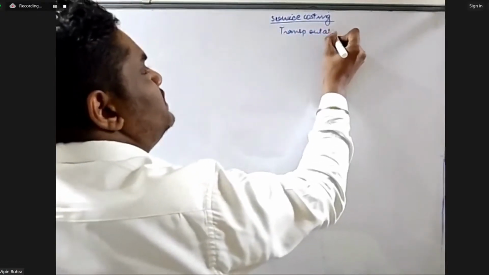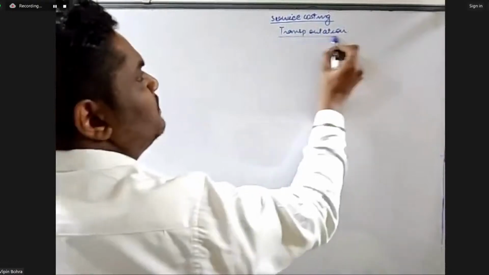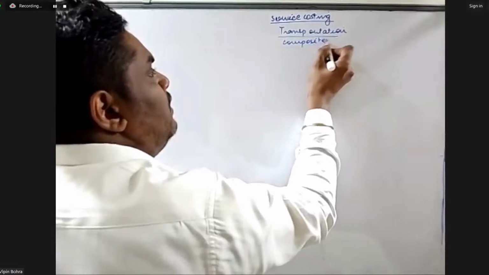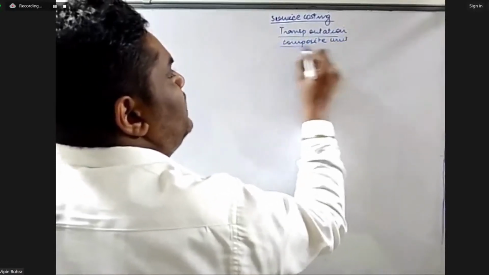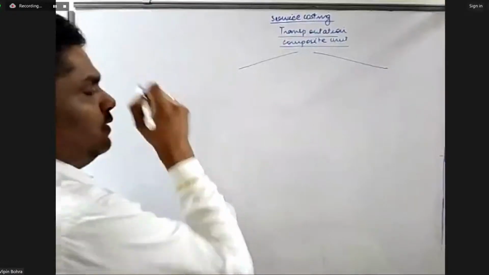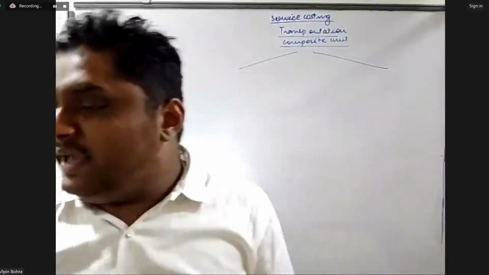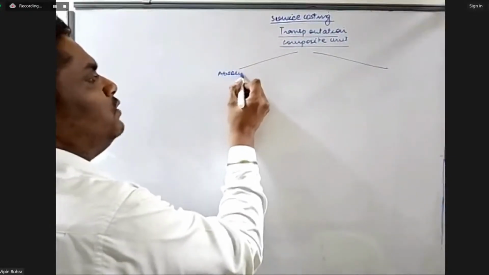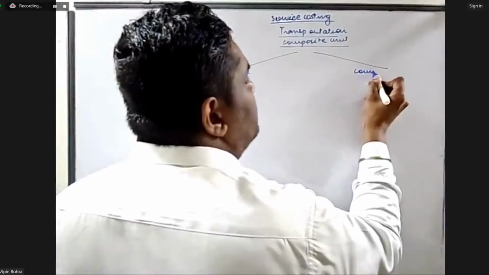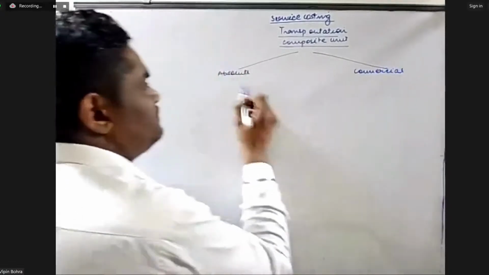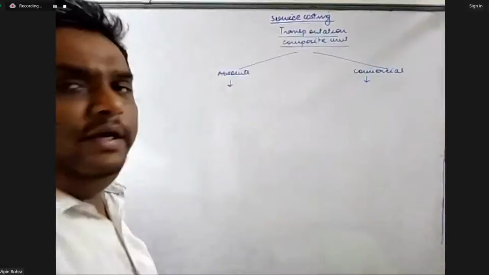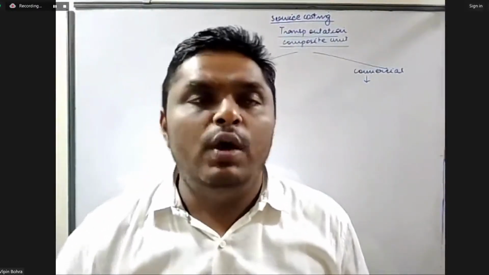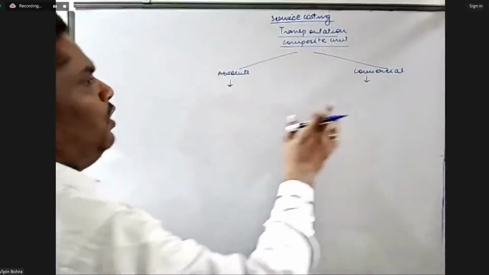One more point I want to discuss. In the transportation industry, the composite unit can be calculated in two ways, that is absolute and commercial. In the transportation industry, we calculate the composite unit using two approaches, either absolute or commercial.